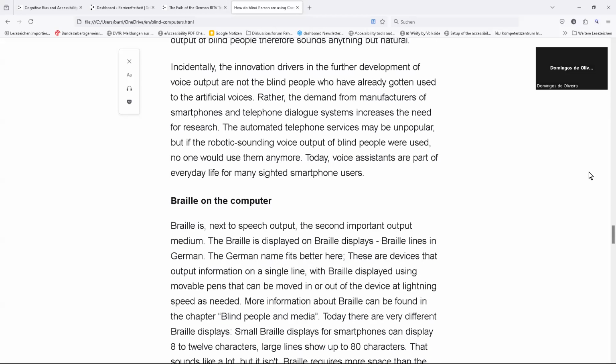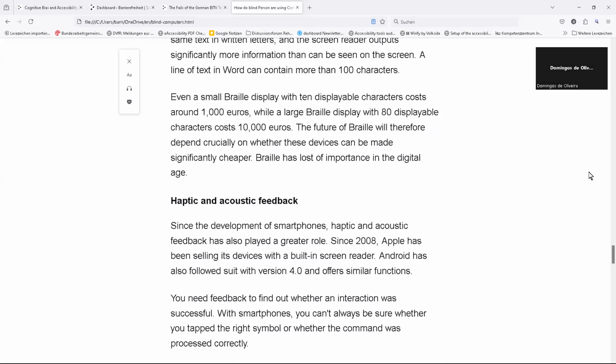There are two ways in which the screen reader can output information. One way is Braille, and the other way is speech output. On the smartphone, you also have haptic and acoustic feedback. That means that the screen reader is producing sounds or a vibration, which can help you to understand what the screen reader is doing. On the PC, the personal computer, the blind person is working mostly with a keyboard, because in most cases she or he cannot use a mouse.